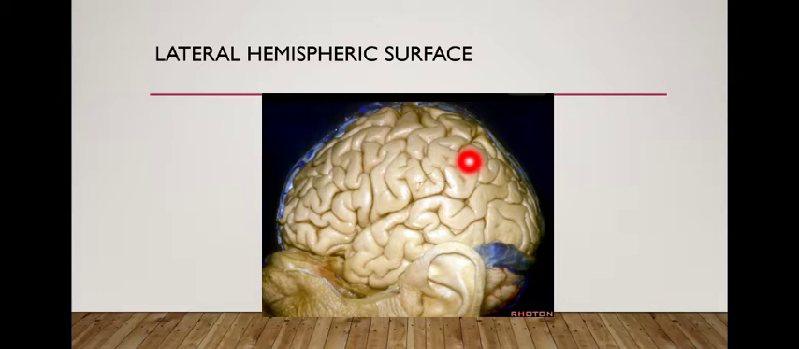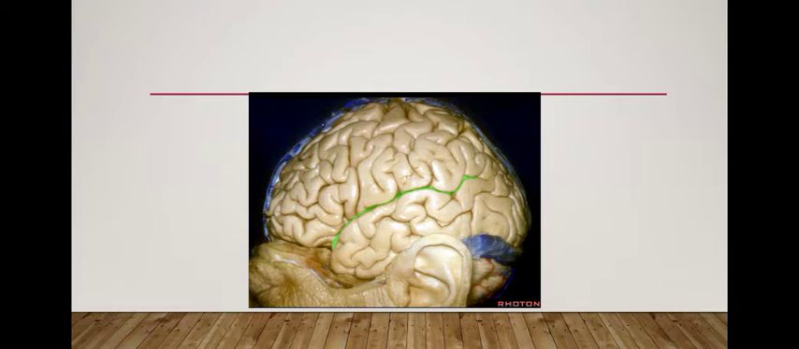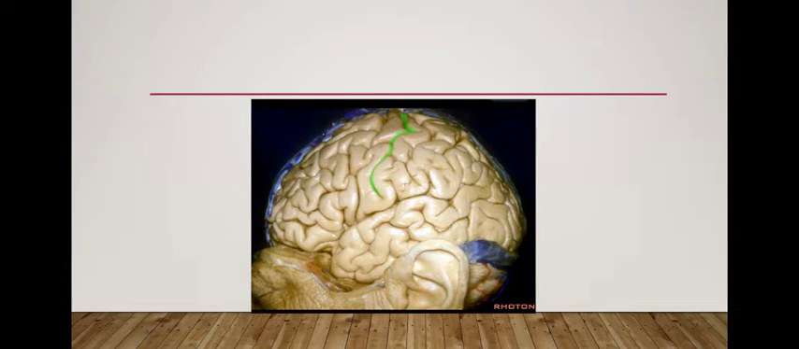Now, what is the distinction between the frontal and parietal lobe? It is this cleft that is running in the center. This sulcus is the one that differentiates the frontal lobe anteriorly from the parietal lobe posteriorly. This sulcus is known as the central sulcus. In this picture I have further highlighted the central sulcus with the green color.